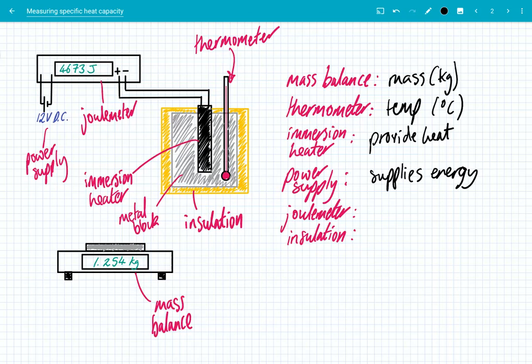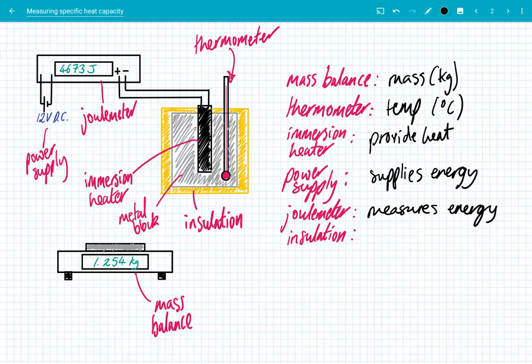The potential difference that we're using isn't really important. I'm just using 12 volts because it's a sensible voltage to use. The joule meter is a piece of equipment you've probably not used before. And this measures how much energy. So we need to know how much energy is going into our heater and into our metal block. Therefore, we need to use a joule meter to measure that.